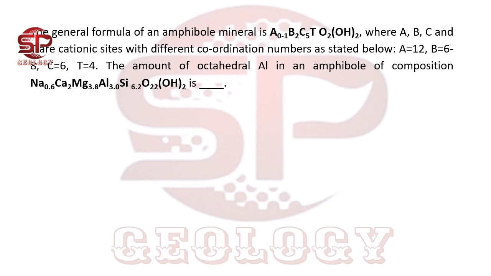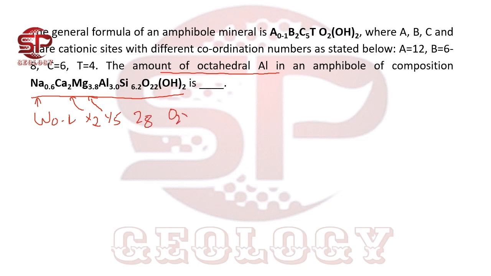Next, the general formula for amphibole mineral is given. It is the general formula A0 to 1, B2, C5, T8, O22, (OH)2. We have to find out the amount of octahedral aluminum in this amphibole composition. So the general formula of amphibole is W0 to 1, that is sodium, then X2, Y5, where Mg will be 5, then Z8 O22 (OH)2.